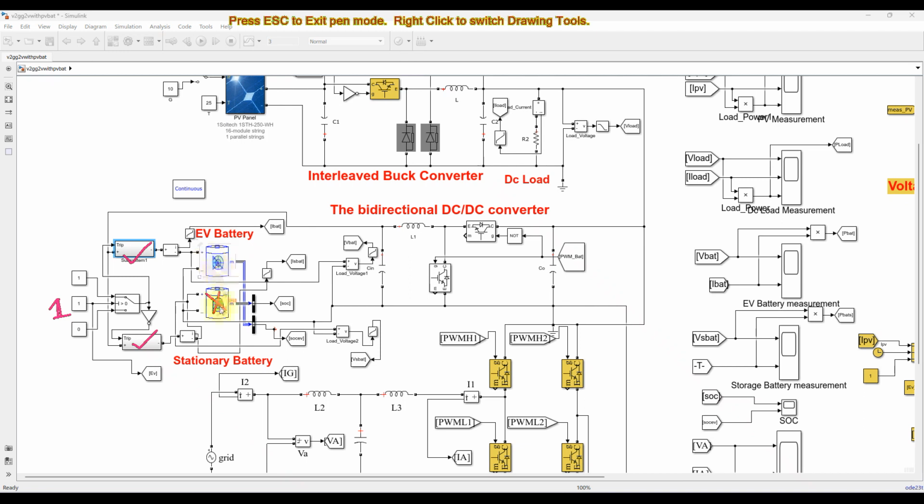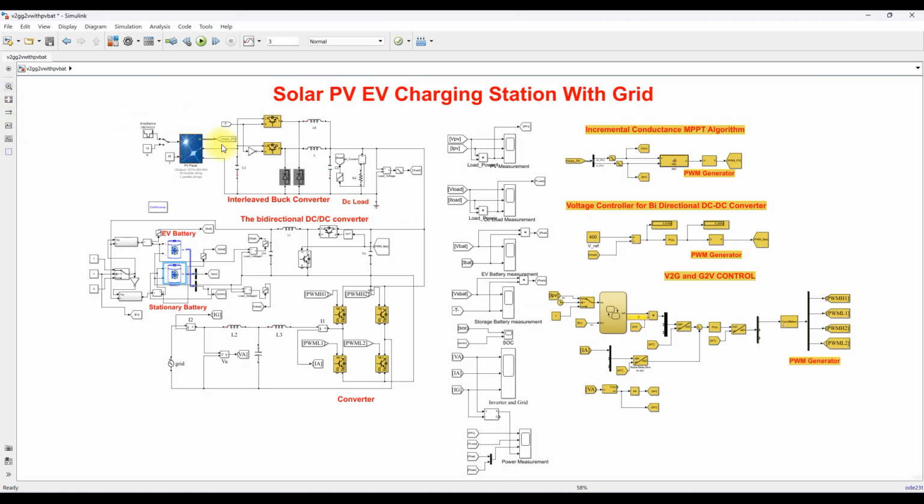So when the stationary battery is connected in the system, this bidirectional converter will act in both directions. That means only the system will operate: the PV power is used to supply this local load as well as charge the stationary battery. When PV power is less, the stationary battery will supply this DC load. During this condition, the grid never participates in the system.